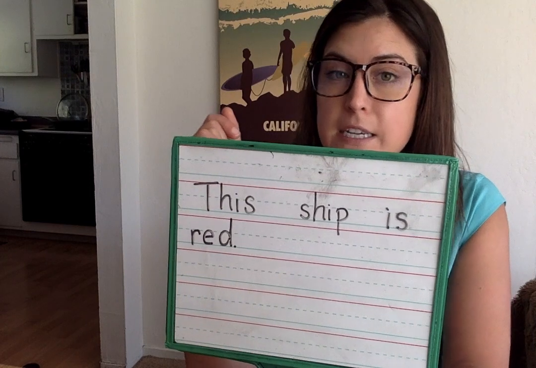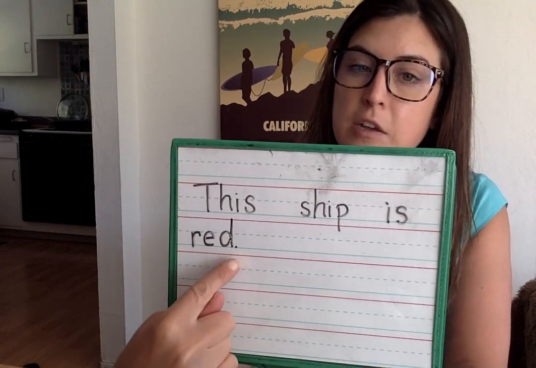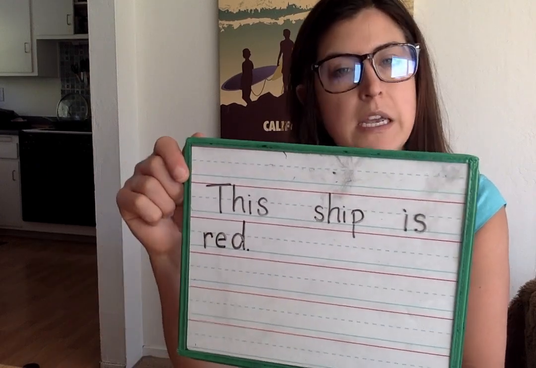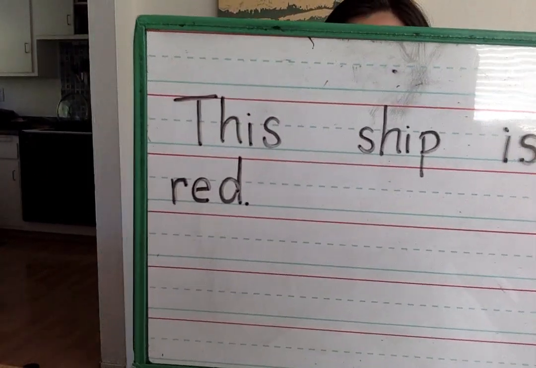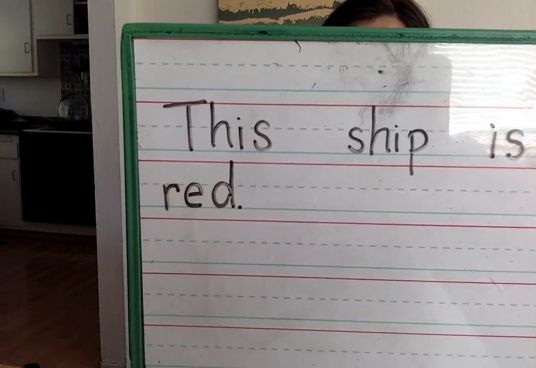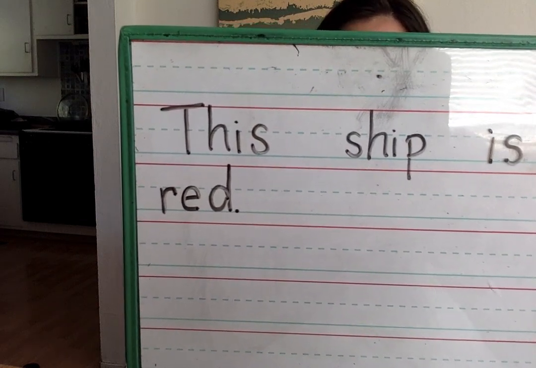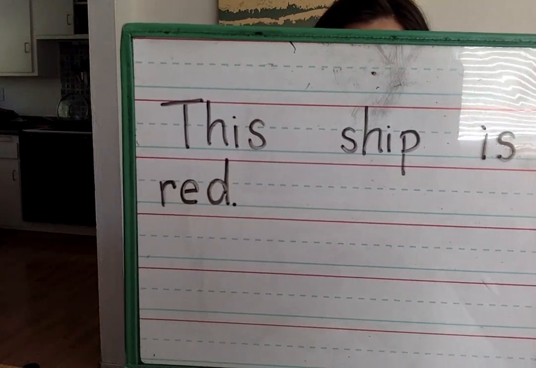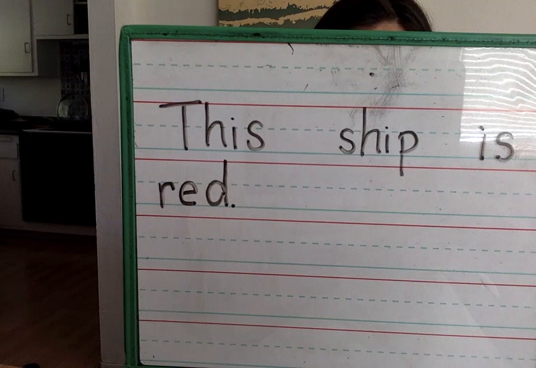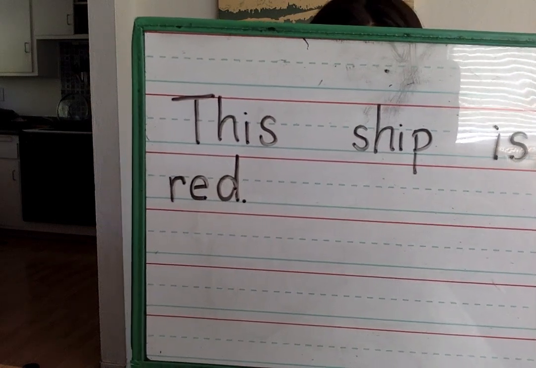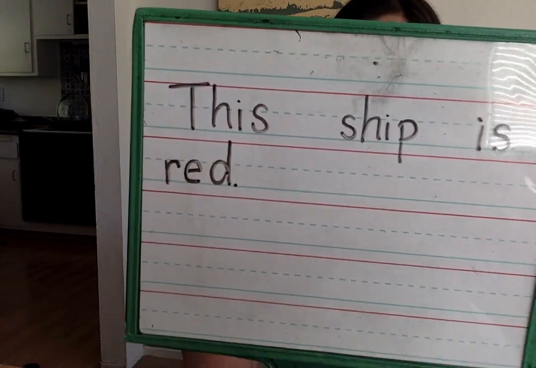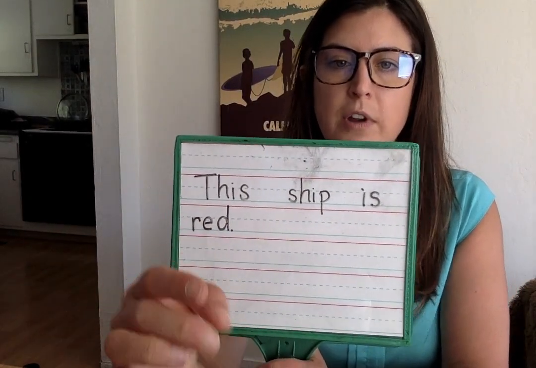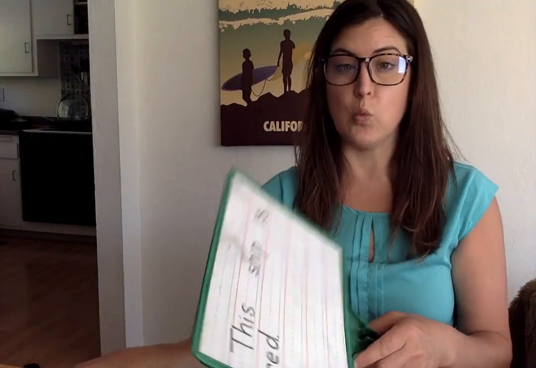Did you leave spaces? Did you do punctuation? Could be a period or an exclamation mark. Did you start with a capital T? Take a second to check your work. All students in room 5 know that when we make a mistake, we learn from it. So take your time to fix it. And now let's read it together. This ship is red. Great, we're going to do one more.